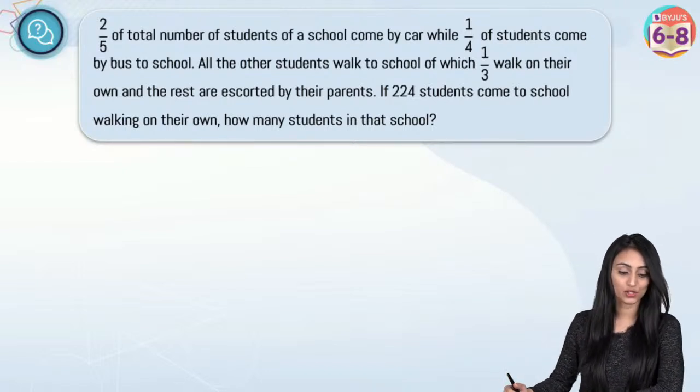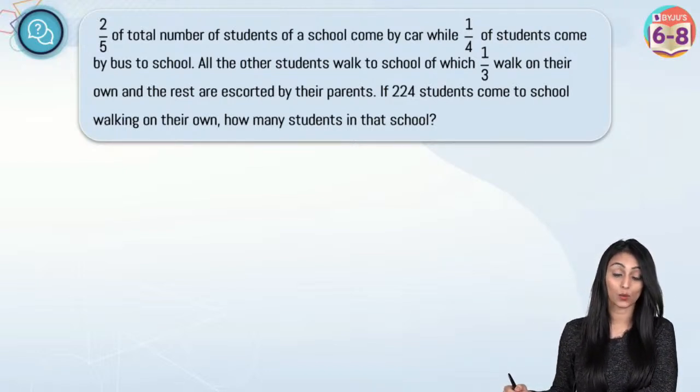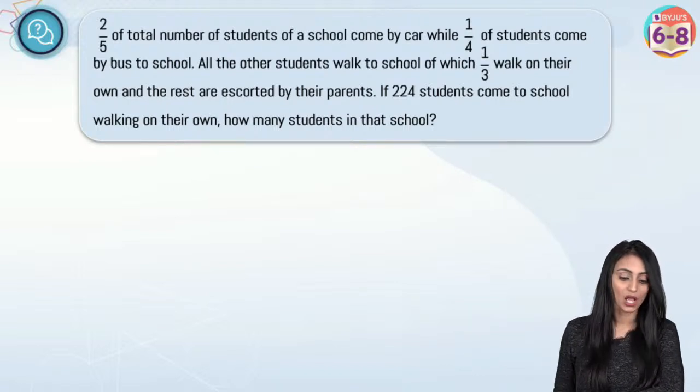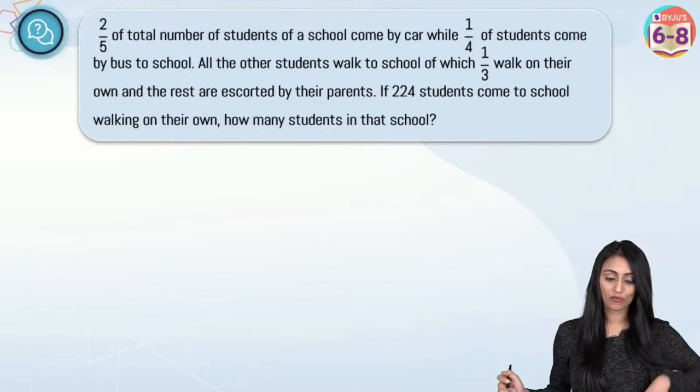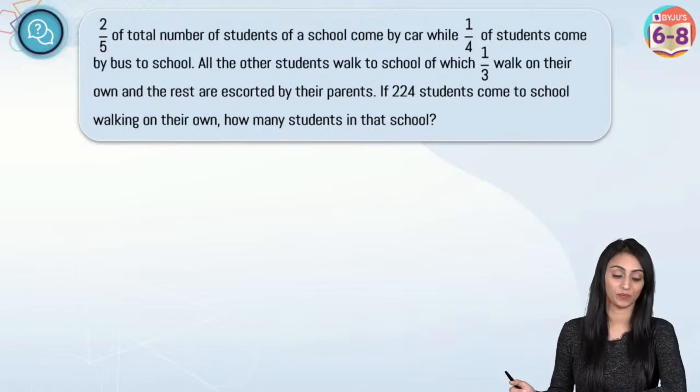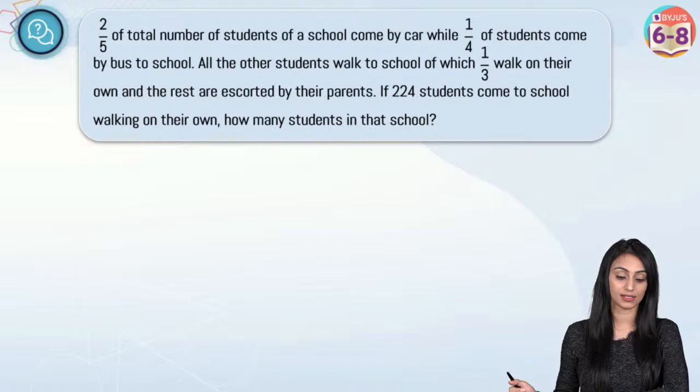So 2 by 5 of the total number of students of a school come by car, while 1 by 4 of students come by bus to school. Please understand the question carefully. All the other students walk to school, of which 1 by 3 walk on their own, and the rest are escorted by their parents. If 224 students come to school walking on their own, how many students are there in that school?